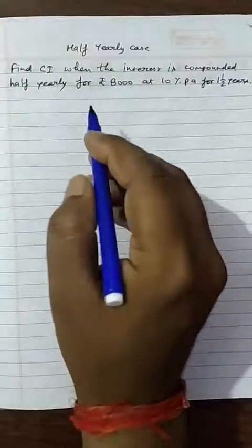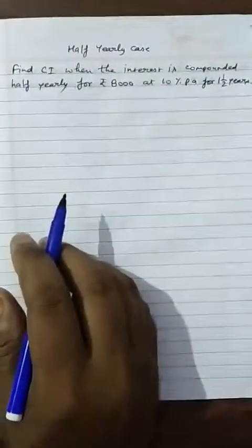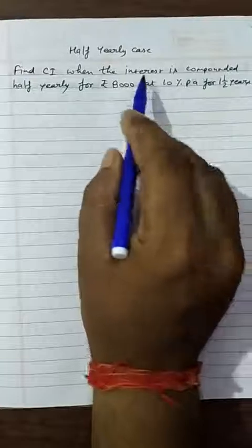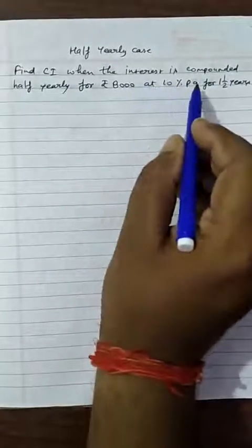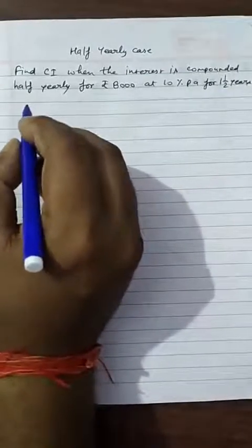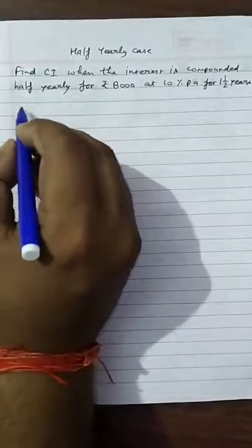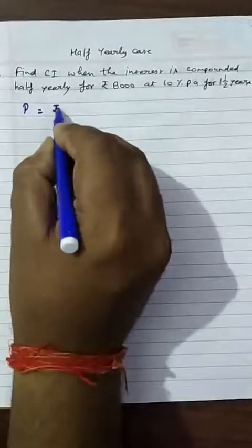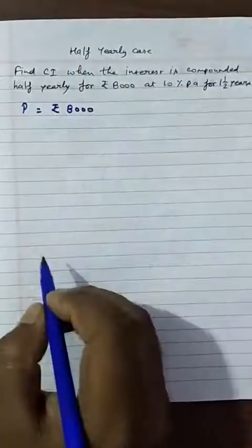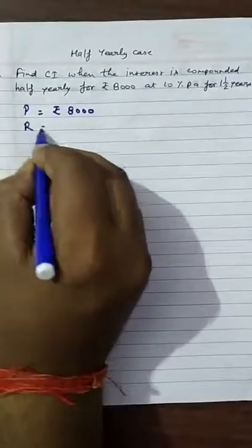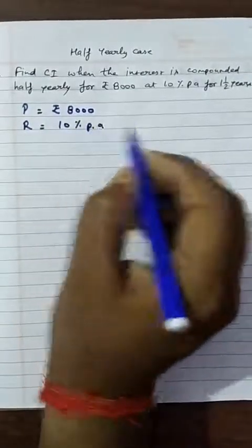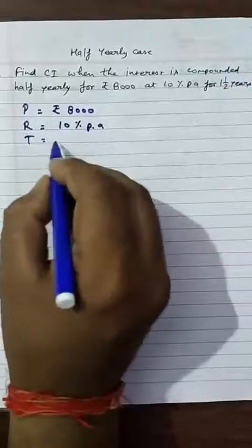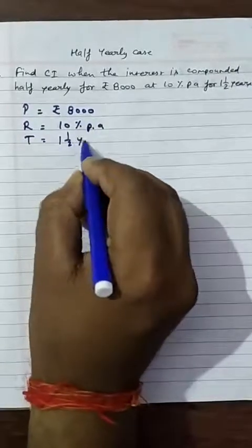Next we will take half yearly case. Find the compound interest when the interest is compounded half yearly for rupees 8,000 at 10% per annum for 1.5 years. Here the principal is given 8,000, rate is given 10%, and the time is given 1.5 years.